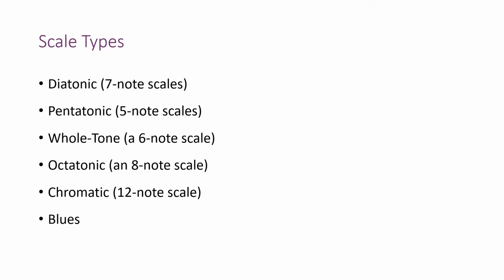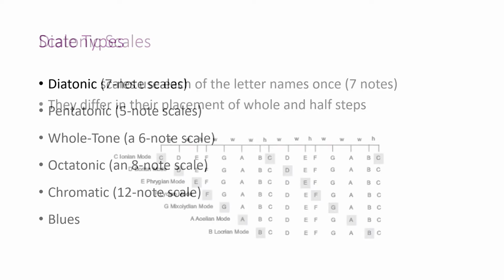So there are various scale types that have different numbers of notes in them. The ones we're most familiar with in Western music are the diatonic scales, the ones that use each of the letter names one time. So these are 7-note scales, so our major and minor scales, and all of the modes that we've learned about are 7-note scales. In addition to this, we're going to learn in this lesson about pentatonic scales, which have 5 pitches in them, whole tone scales, which have 6 notes in them, octatonic scales with 8 pitches, chromatic scales with all 12 chromatic pitches, and the blues scale.